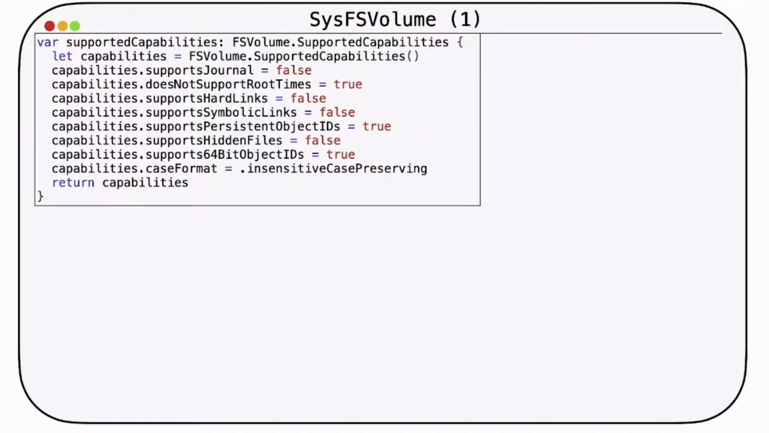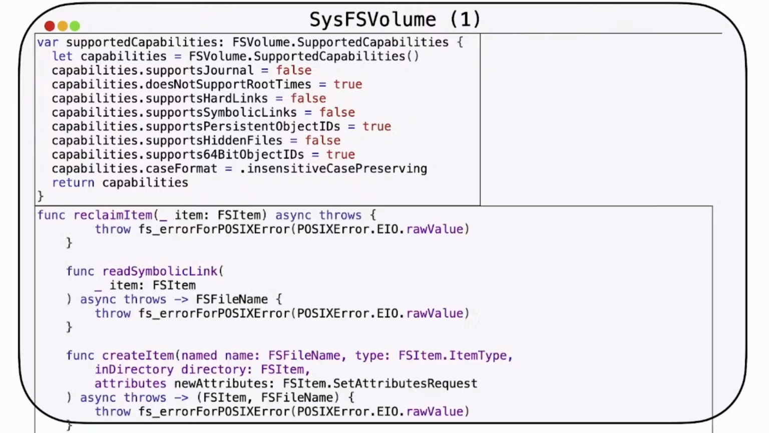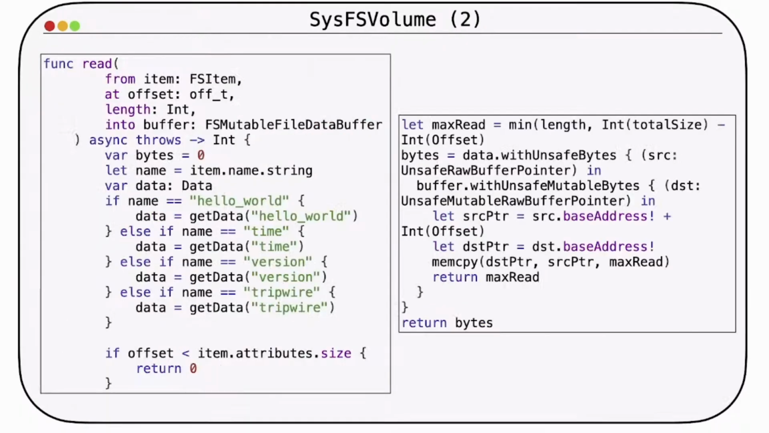Yeah, it takes a little bit of trial and error. The documentation is still in flight. And most of the things I've stubbed out. So here, if you try to read a symlink from there, I just throw an error. If you try to create an item, throw an error. Even write to something, throw an error. But I did implement read, which is kind of simple.